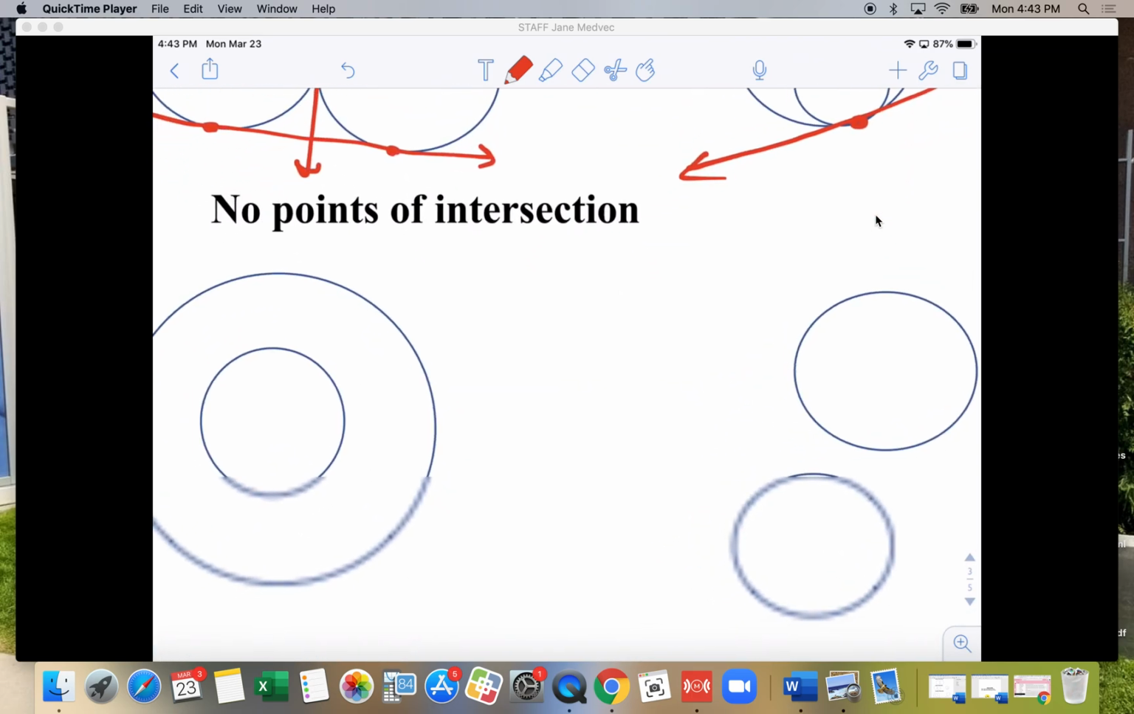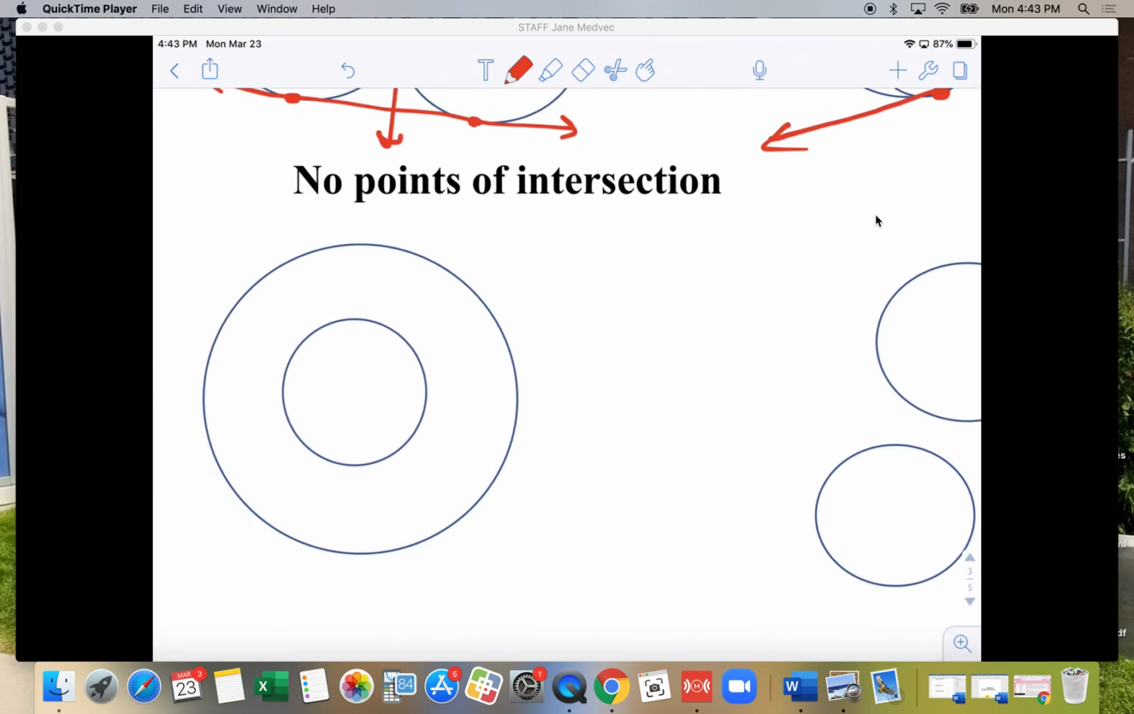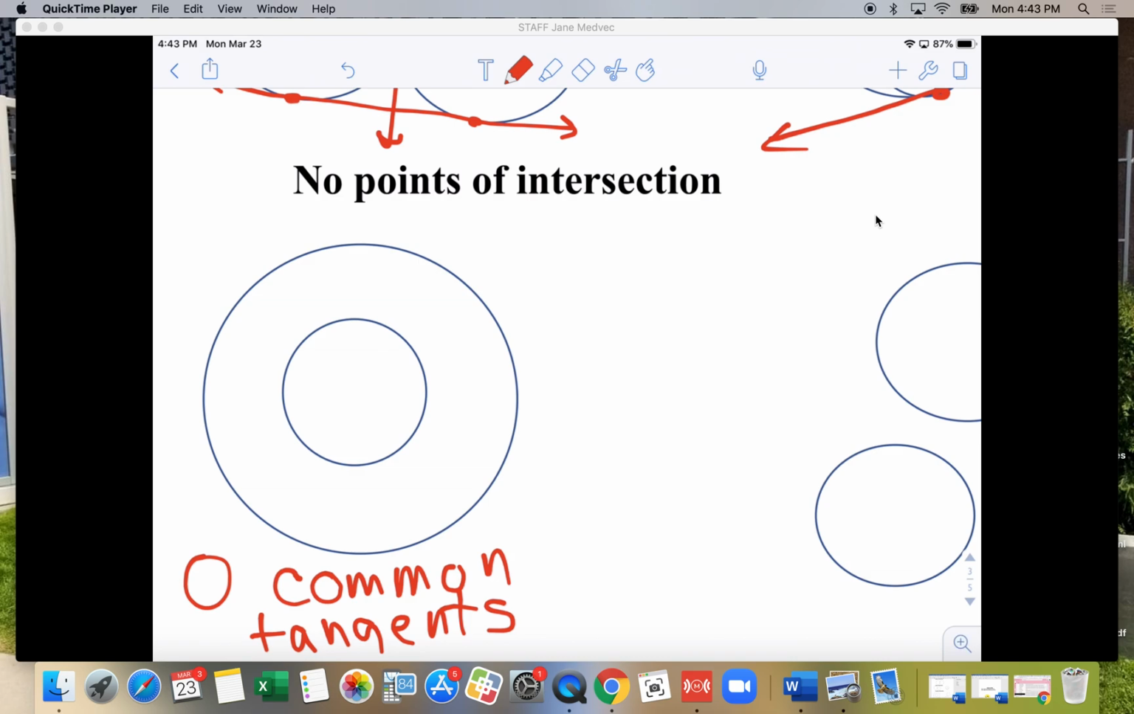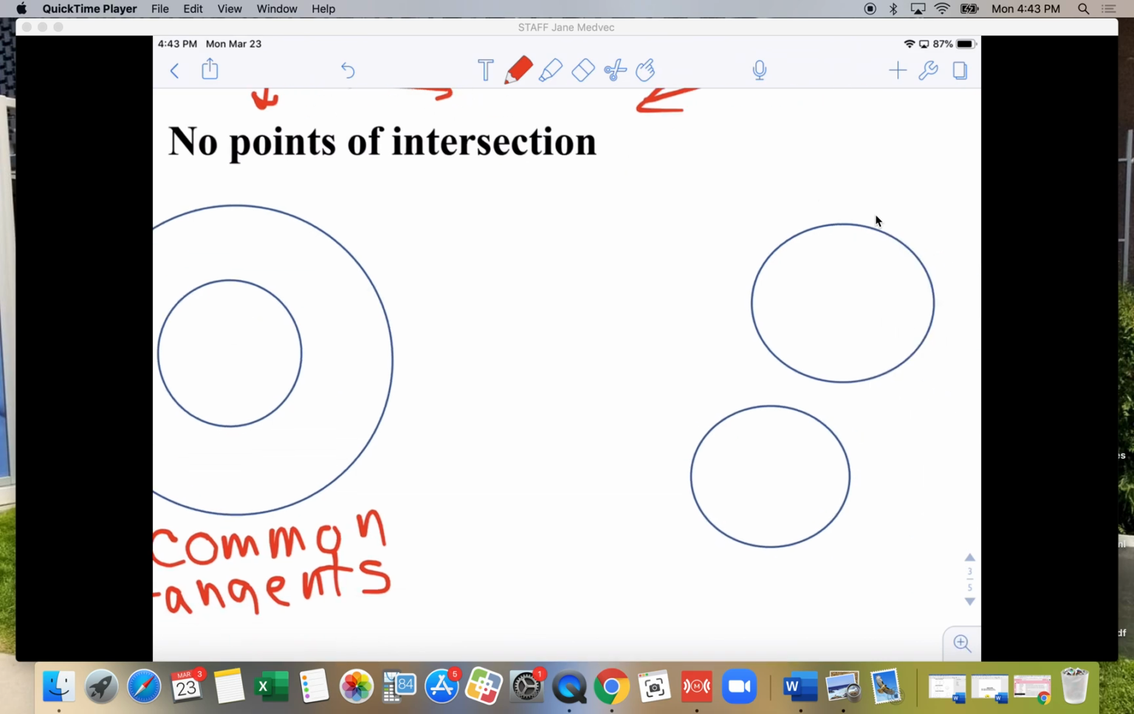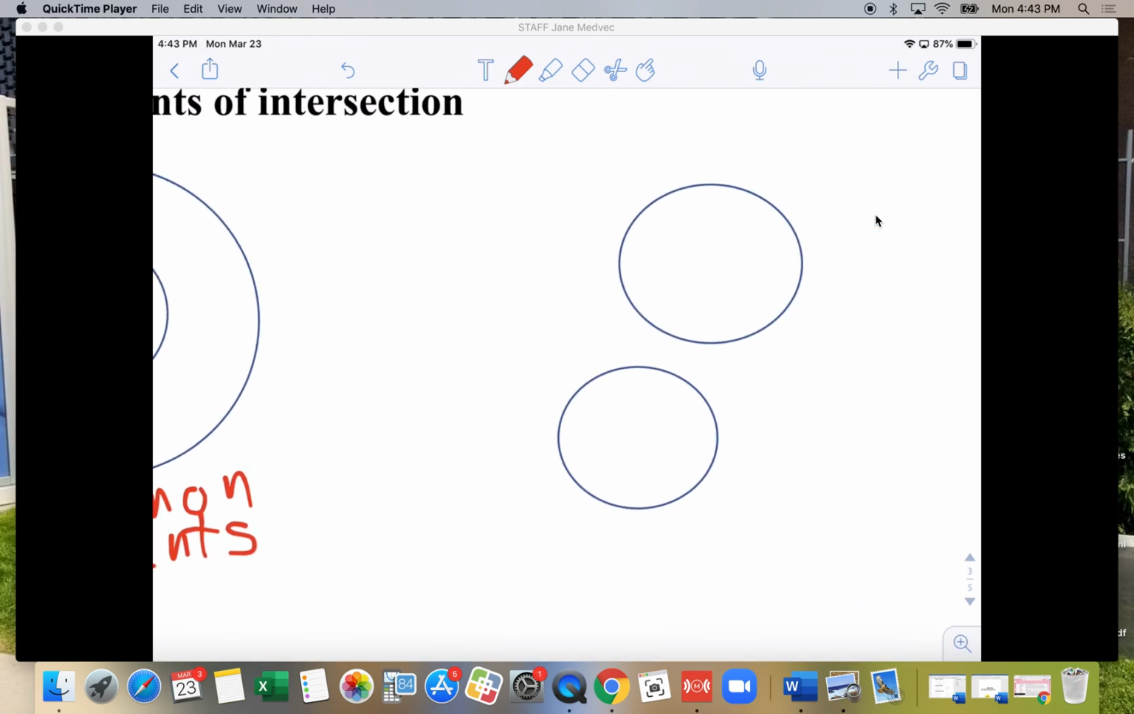Let's go a little bit further. Well, what happens if there are no points of intersection? Well, with the first one, there's really no way that I can draw a tangent that touches both of them. So there would be zero common tangents on these two. But if I take a look at this one, there's quite a few of them actually.